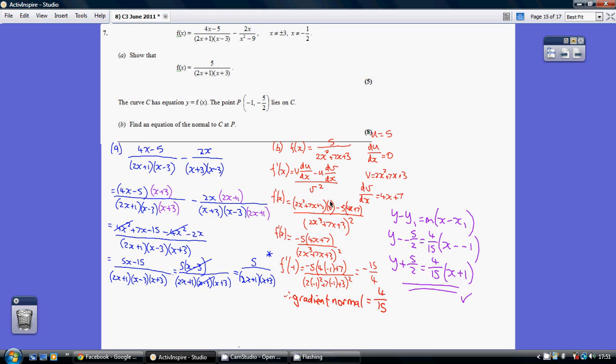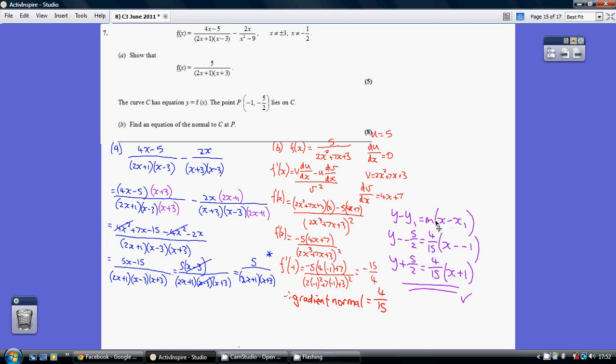Now we're trying to find the gradient where x equals minus 1. So we substitute minus 1 into this, giving us minus 15 over 4. Now that is the gradient of the tangent. We need the gradient of the normal. So we flip this over and change the sign. So that is our gradient. That's how we got the gradient.